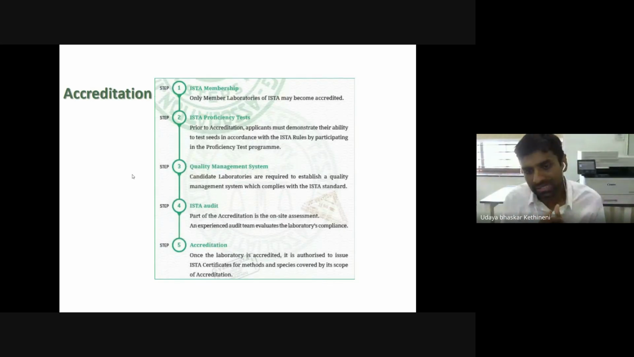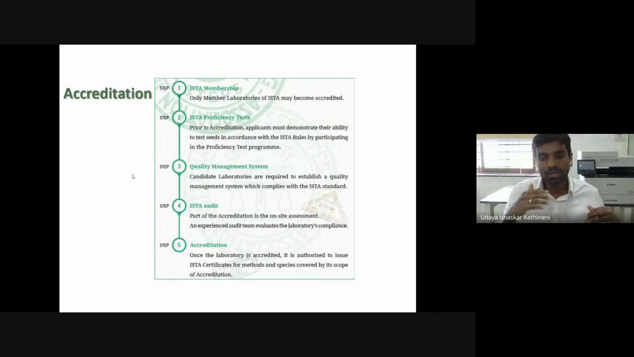But one more thing I want to mention: quite an amount of money is involved. I already told you that each year you have to pay roughly 4.5 for membership itself. Then for your ISTA audit, you have to invite an audit party, and for that it is almost 10 to 12 lakh. So it involves quite an amount of money.